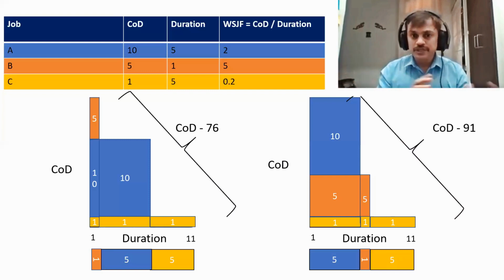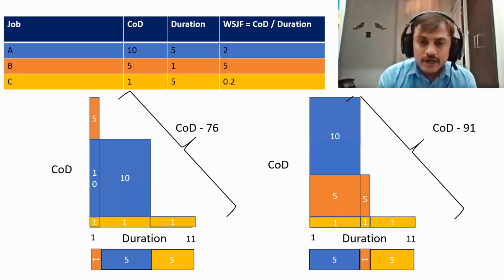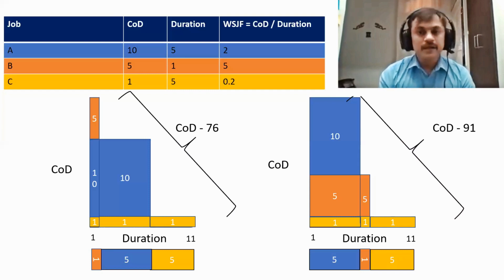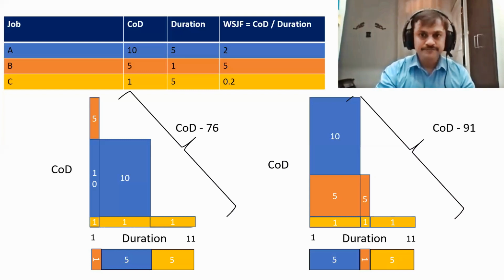So the difference between these two calculations is $15, and by observation you can also see it might be happening because of the change in the sequence of job A and B. And this is the idea of WSJF, which helps us in prioritizing based on the economic benefits. Now, let's look into the way SAFe calculates WSJF.